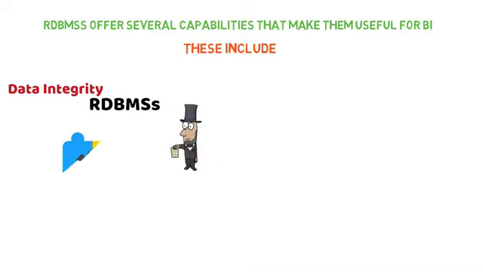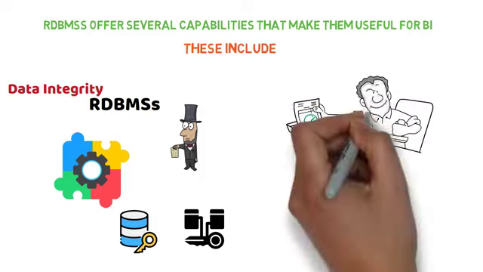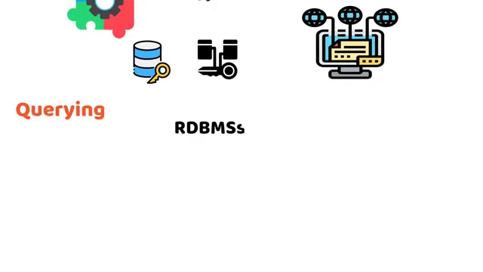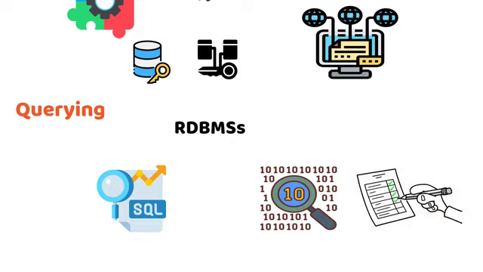These include data integrity. RDBMSs enforce rules to ensure the integrity of data, such as the uniqueness of primary keys and the use of foreign keys to ensure referential integrity. Querying. RDBMSs enable users to query data using SQL, allowing users to retrieve data based on specific criteria.